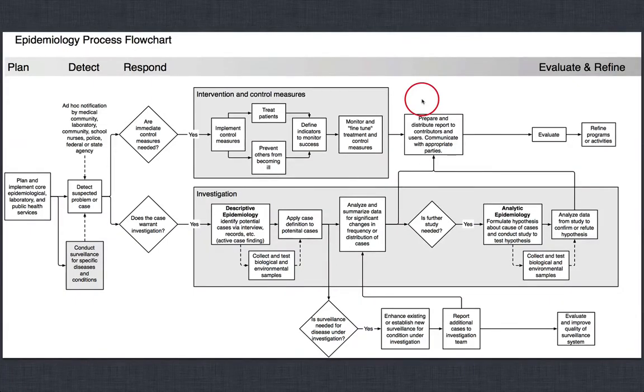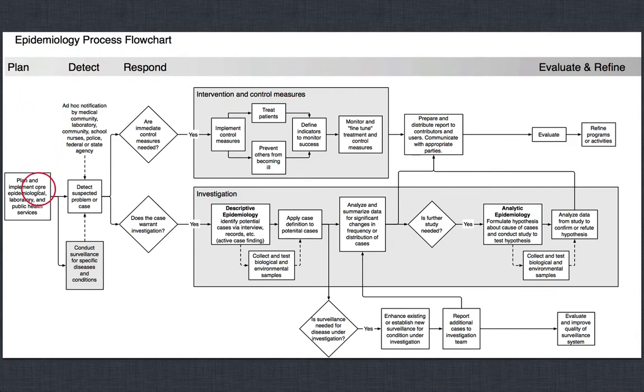This is a map of the course, and I just want to give an overview. We will come back to this various times to find our way and see where we are, starting at the 30,000 foot level back to the 30-foot level. I call this the epidemiology process flowchart, and it starts with a circular process of planning, detection, response, evaluation, refine activities going back into planning.